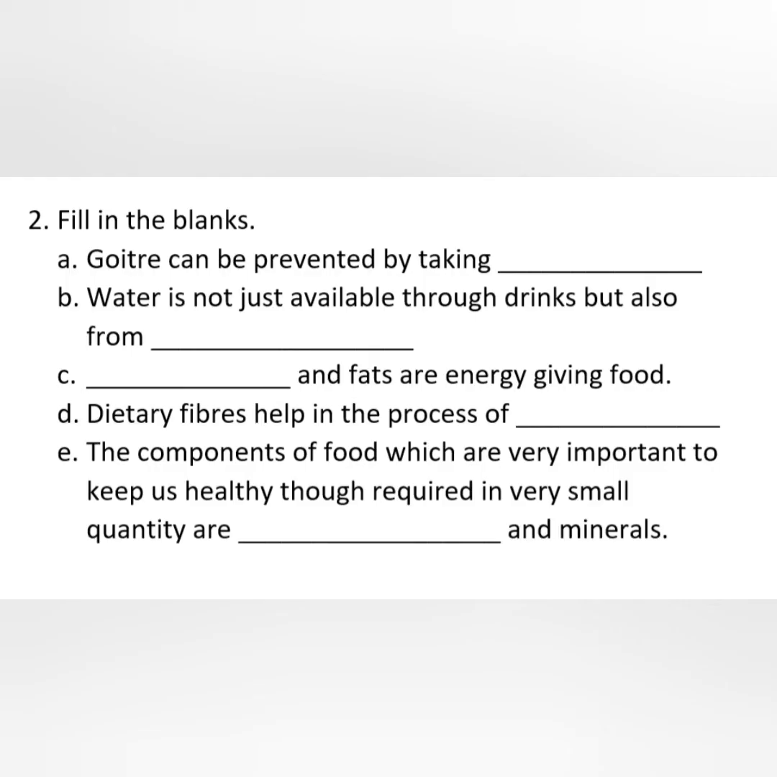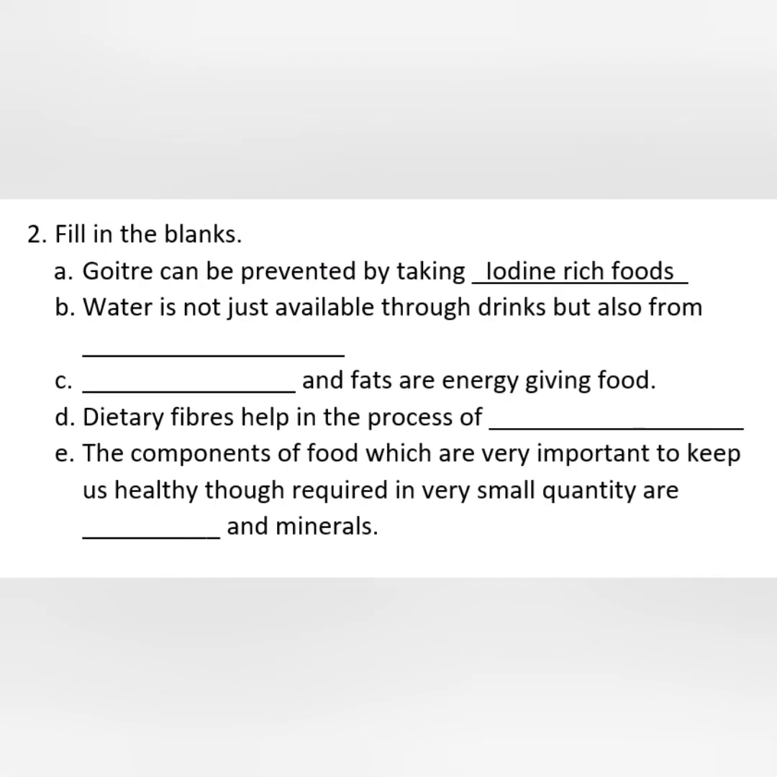Second part of the questions, fill in the blanks. Those are very easy questions. A part. Goiter can be prevented by taking dash. You studied earlier different types of minerals: iodine, iron, sodium, calcium, etc. Goiter means a deficiency disease, that is the swelling of the neck. It is prevented by taking which mineral? You know it very well. Seafood contains this mineral, that is iodine. Then B.